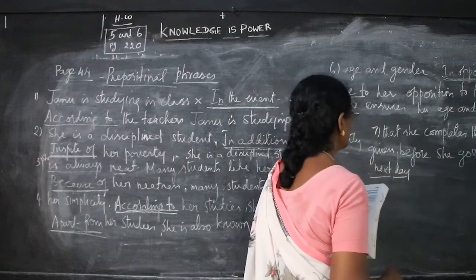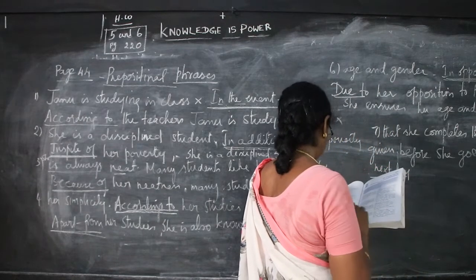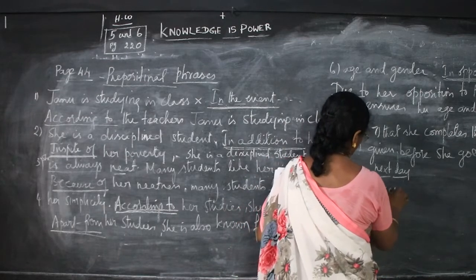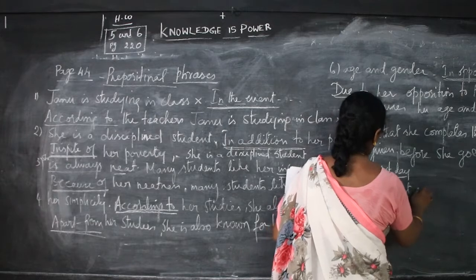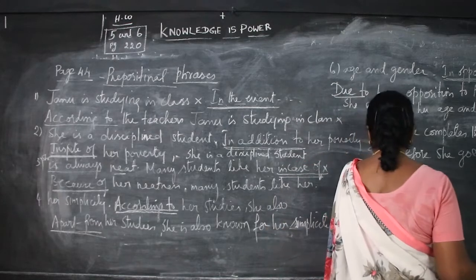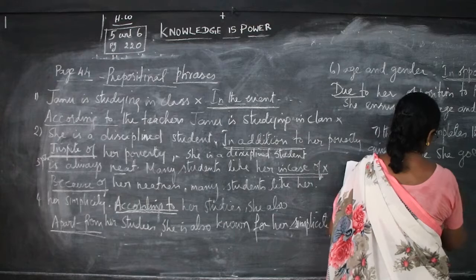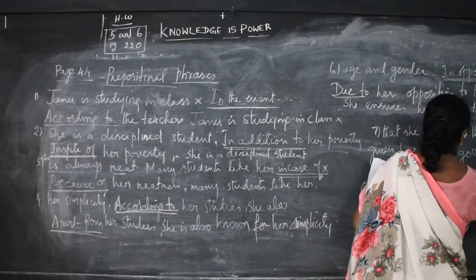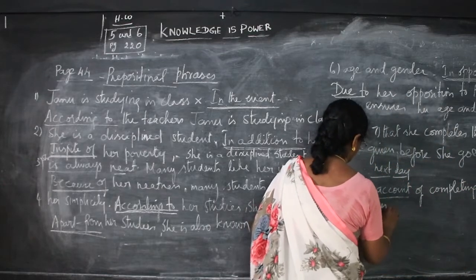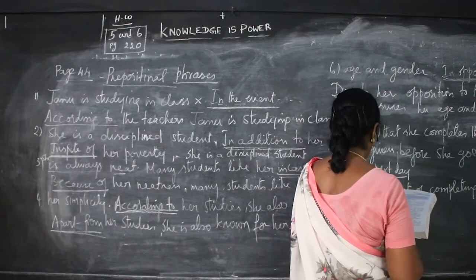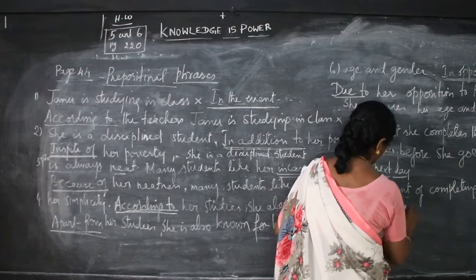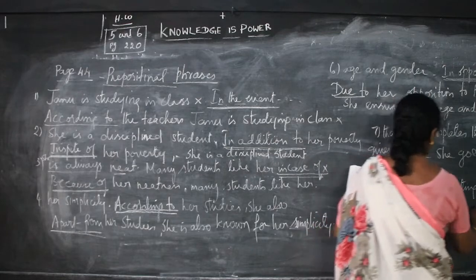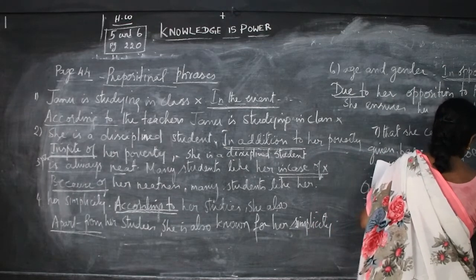"On account of". This is the right phrase you have to use. On account of completing the work given before, she goes to school the next day.